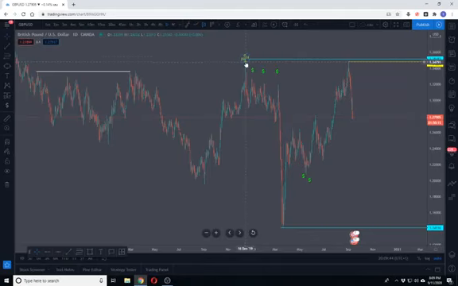And now we're aware that the institutions came in here. They can't hide their footprints because they normally bring in a massive amount of liquidity, and it's difficult to hide that. You can always see it on the charts. So what did they do?